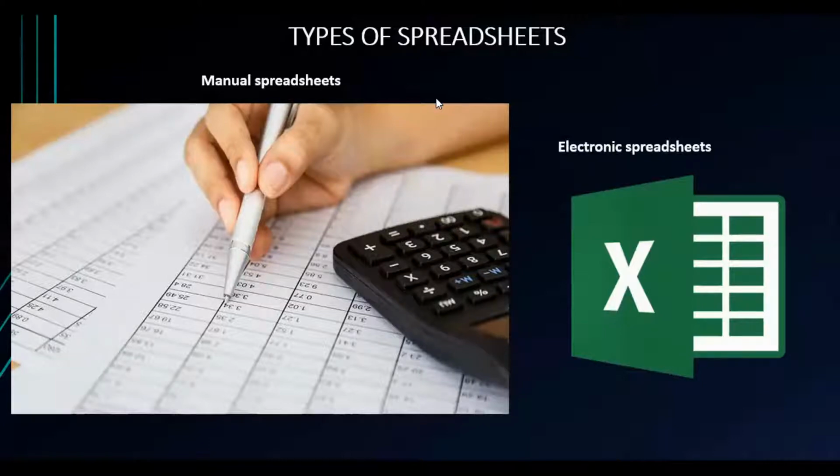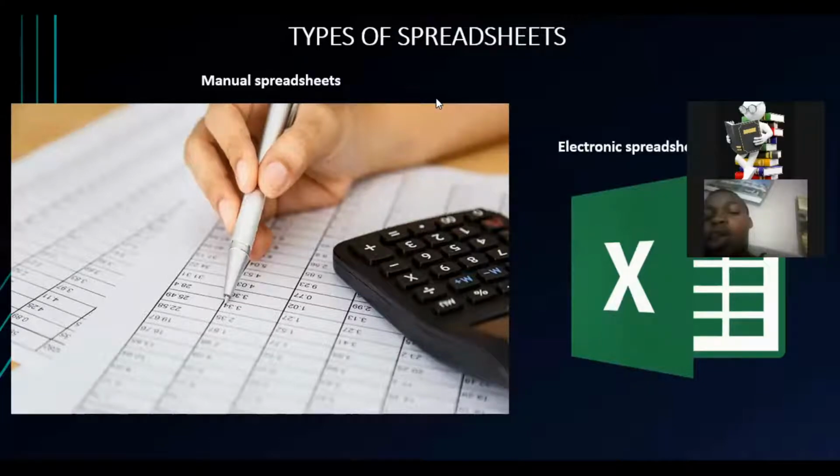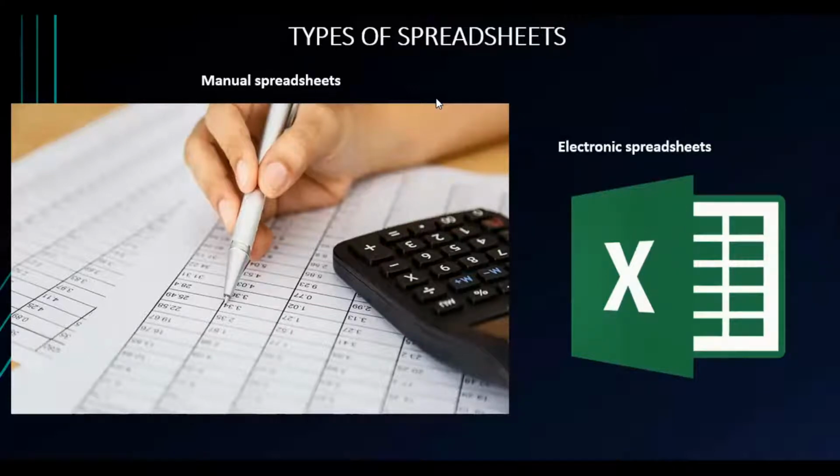Now we have the second type of spreadsheet, what we call electronic spreadsheets. Just like the name, any kind of application or device that is electronic means it uses electric current. Its source of power is electricity. Now, the electronic spreadsheets make use of electricity to function. You need electricity to power them. In order to use them, there should be power in the devices which contain these applications.